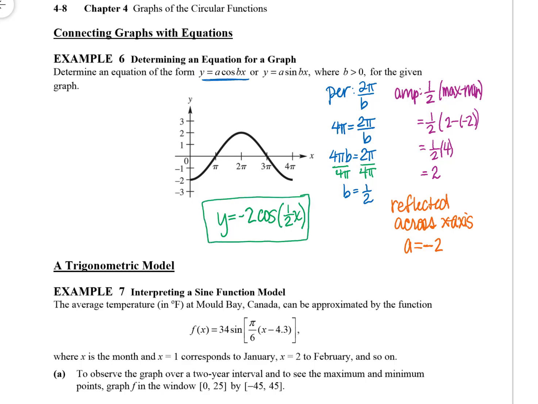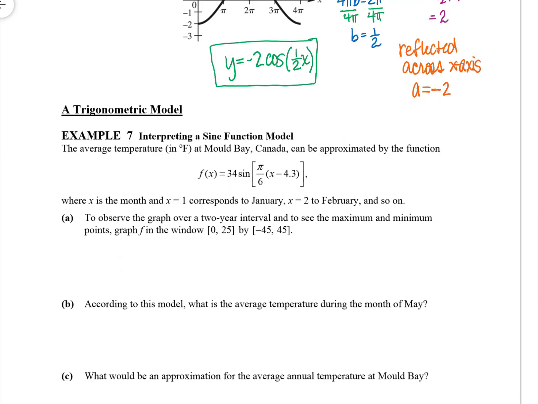Sine and cosine functions can be used to model real life where the values are repeated in a cyclical or periodic manner. Here's an example. We're given an equation that models the average temperature in Mould Bay, Canada. We're not going to graph this equation since we're not using graphing calculators for this class, but I'd like to instead write out some information that we can tell just by looking at the equation.